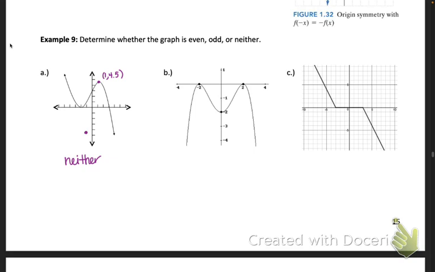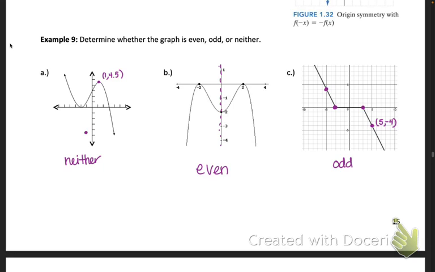If we look at B, this one we can see is symmetric down the y-axis. If I fold it in half, the 2 sides are exactly the same. That makes this graph even. Now, if I look at C, it does not have y-axis symmetry, but if I pick a point, like this one here, this is positive 5, negative 4. That means that negative 5, positive 4 has to be on my graph, and it is. Positive 3, 0, negative 3, 0 is on my graph. So this one is odd because it has origin symmetry. So that's what we're looking for.